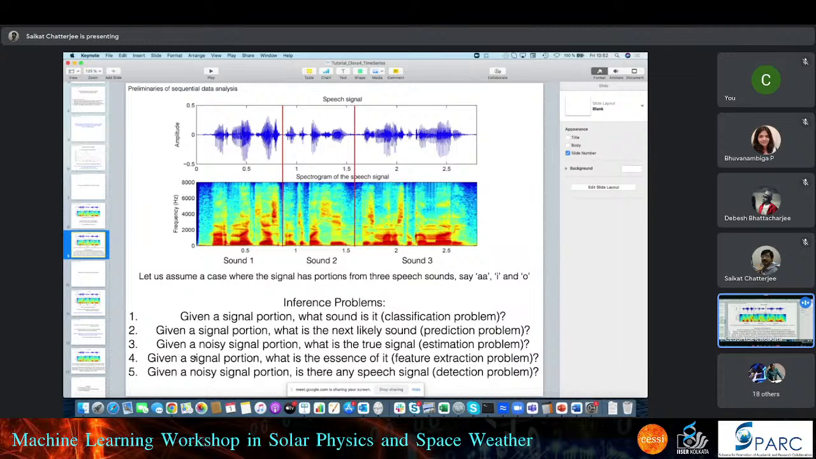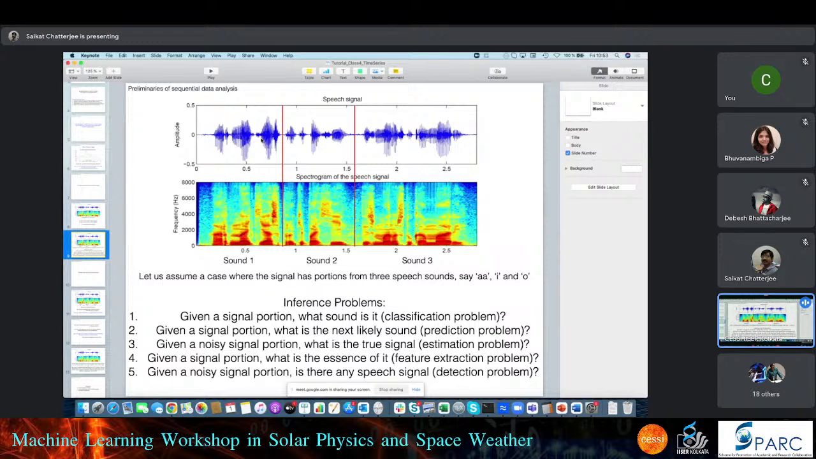Third, given a noisy signal portion, what is the true signal? For example, let's say somehow you got a noisy signal and you would like to find out what the true signal is. That's an estimation problem. Now you can see it in a better manner. If this signal is corrupted by high frequency noise, in this domain you will see much more high frequency noise, right? But you know that the speech signal typically should not have too much high frequency content, so you can filter this portion out and reconstruct back to the time domain signal.